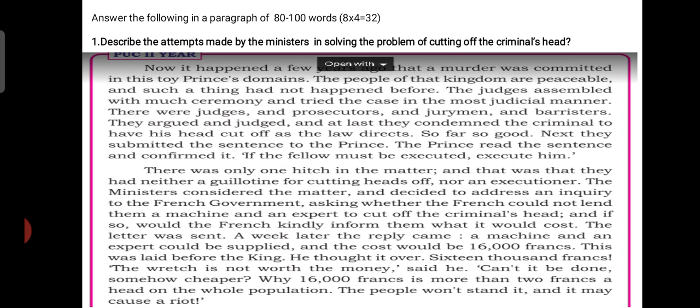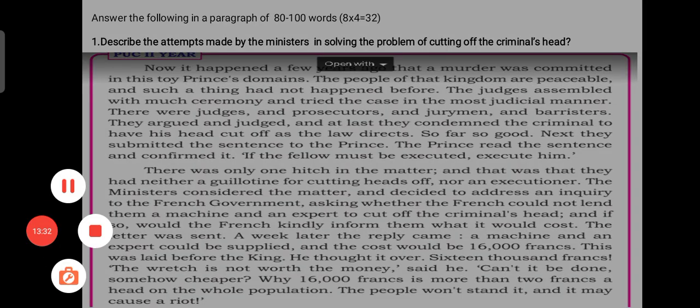And if so, would the French kindly inform them what it could cost? So they send a letter to the French government, and the French government replies. So how much money? What is the cost of the French government for a machine and an executioner? It is 16,000 francs. But what happens in France?